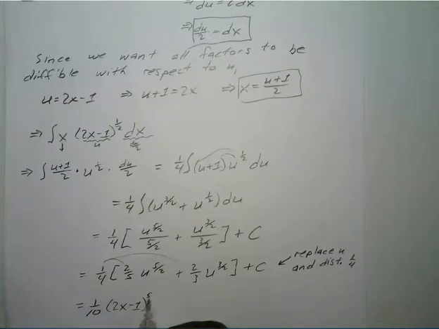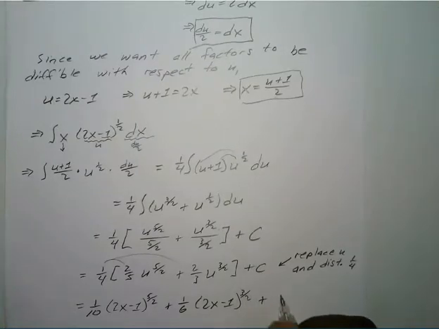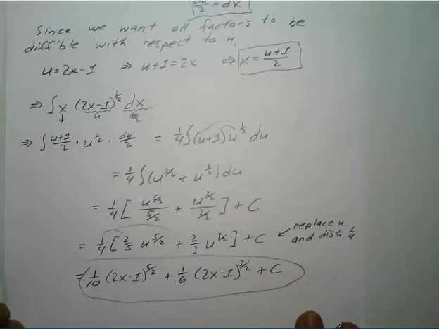to the 5 half power plus 1 fourth times 2 over 3 is 2 over 12, which is just 1 over 6 once you simplify it. That's 2x minus 1 to the 3 half power plus c. All right, so that is our final answer.